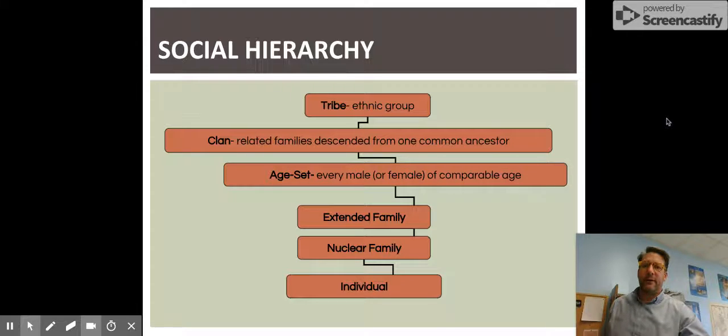Another major aspect here is age-set systems. We basically live in an age-set system. School is an age-set system where everybody of the same comparable age goes through a learning process together. In Africa, this has to do a lot with not just learning, but also becoming an adult within the society. You can then see we have an extended family, and the nuclear family, which is just your immediate family, parents and children, and then the role of the individual within all of this.